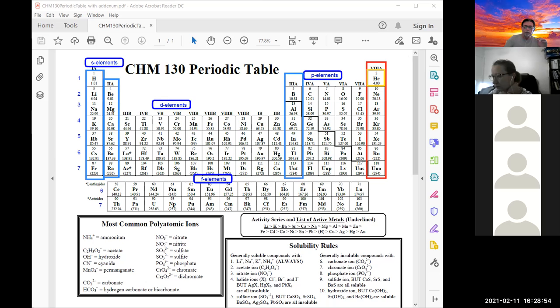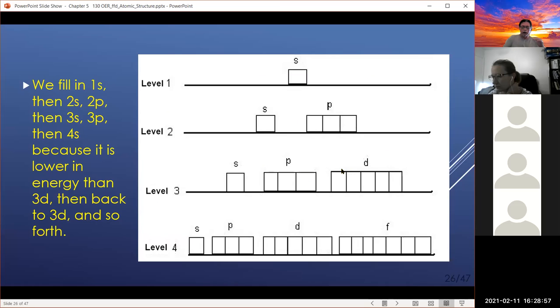Okay, so we went through this scenario of demonstrating all these orbits, and there's a question. Okay, good question. Let me go back to the periodic table.